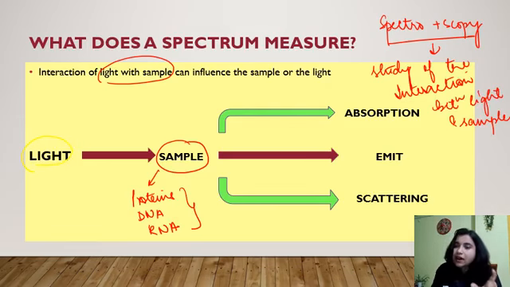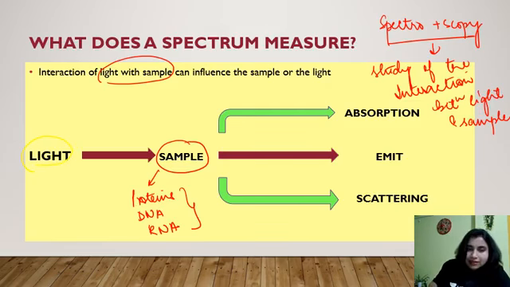So what is spectroscopy? It is basically the interaction between the light and the sample, right? Whenever the light interacts with the sample, there are changes in the sample as well as in the light, and because of these changes, we can use them for studying the structure and concentration of a biological sample, right?